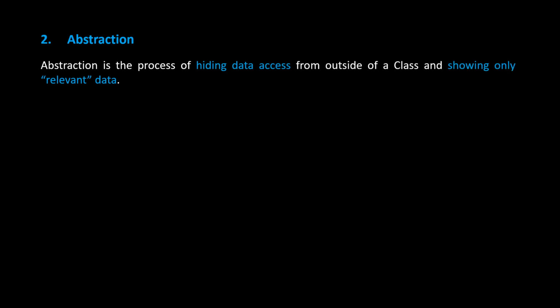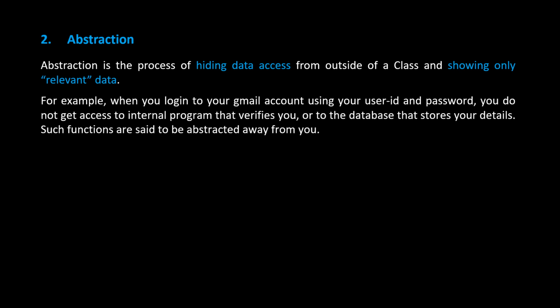Number 2. Abstraction. Abstraction is the process of hiding data access from outside of a class and showing only relevant data. For example, when you log into your Gmail account using your user ID and password, you do not get access to the internal program that verifies you, or to the database that stores your details. Such functions are said to be abstracted away from you.